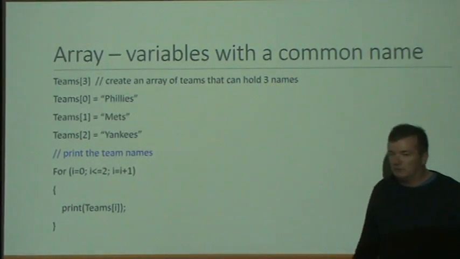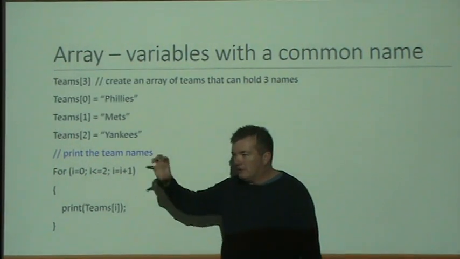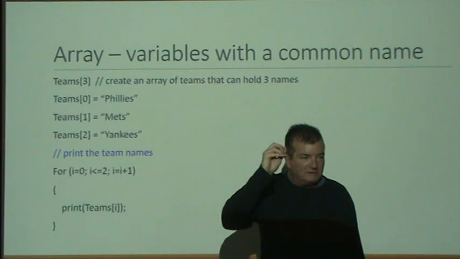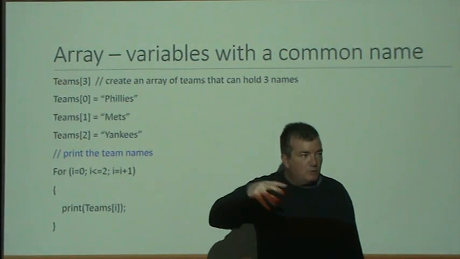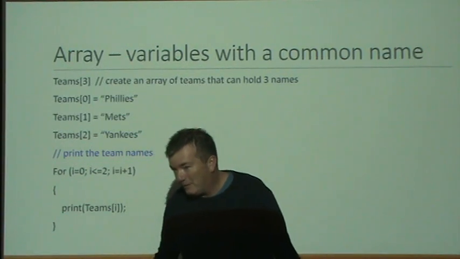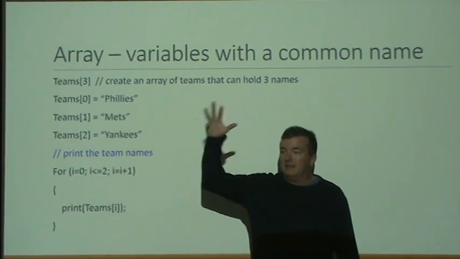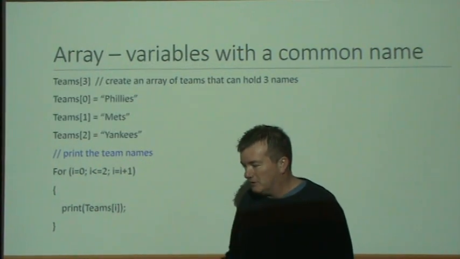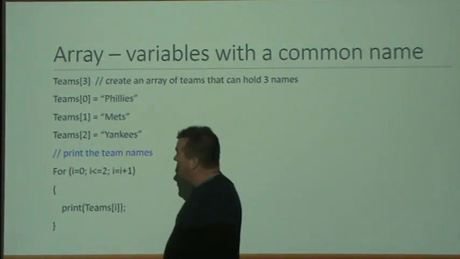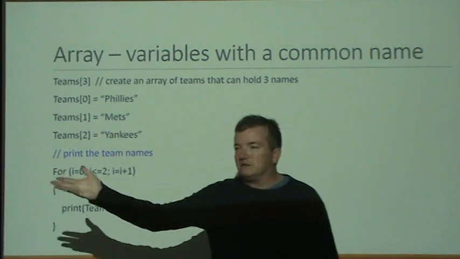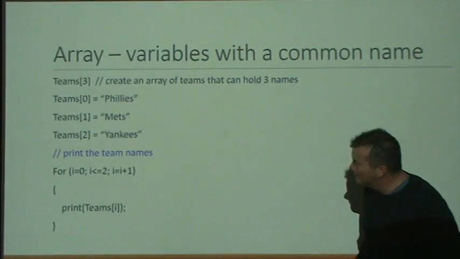So for example, we can make an array of teams. It's a bunch of variables, all called teams, but each one gets a unique number. Kind of like a family, and maybe every member of a family has the same last name, but they have a different first name, so you can differentiate them between each other. So the name of the array is kind of like the last name, and the number is like your first name, right? Kind of like that.